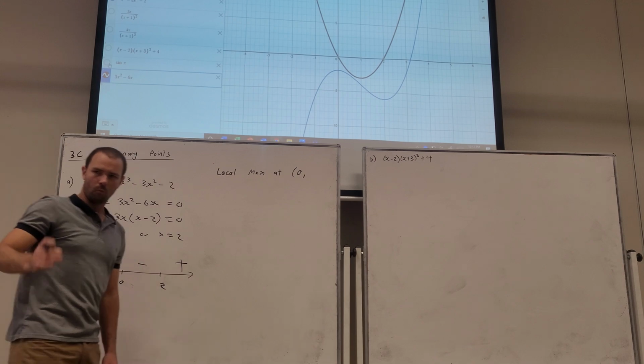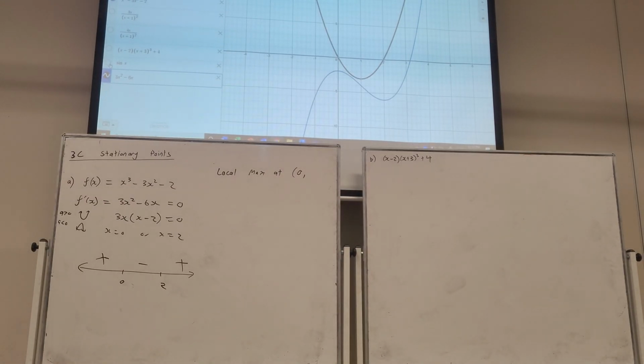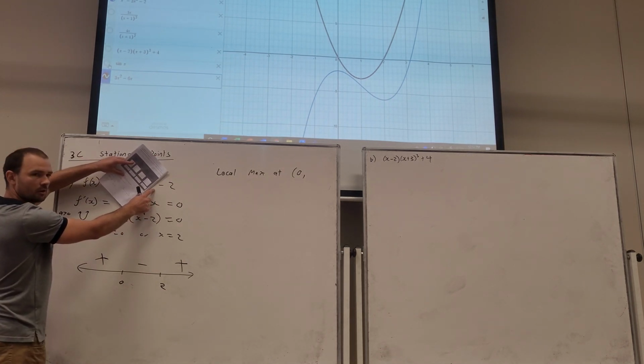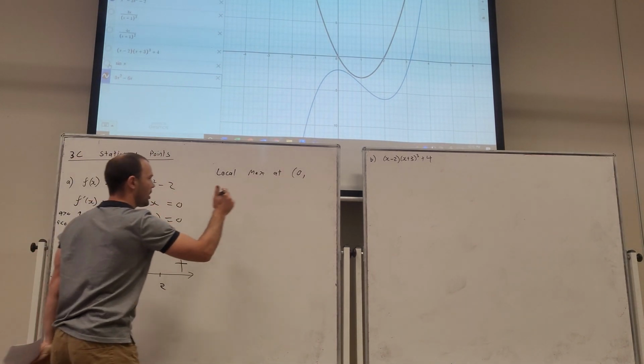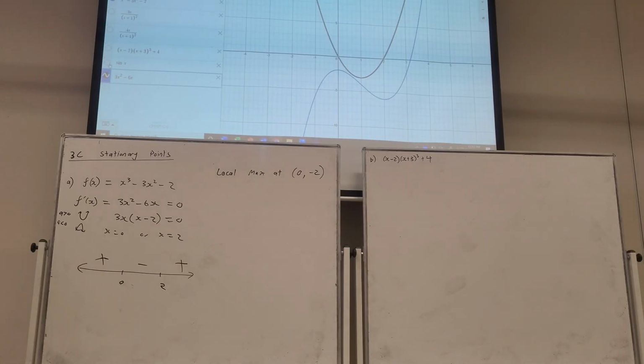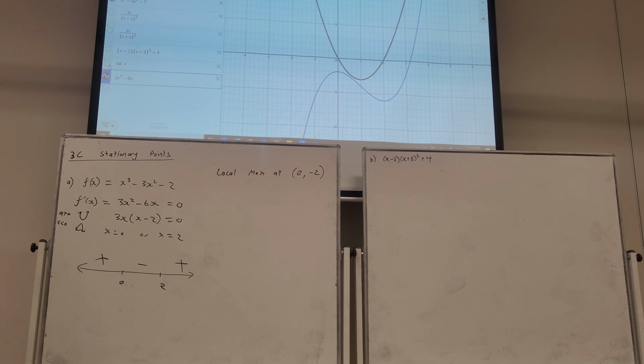What is the y value when x is 0? I'm going to put it back into the original function. When x is 0, y is minus 2. So we're getting these x values from the derivative function, and we're putting them into the original function. What about when x is 2?